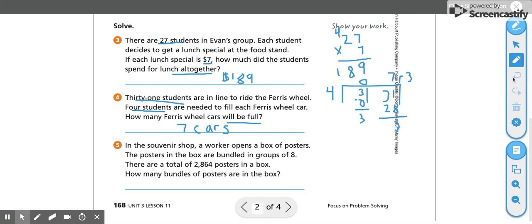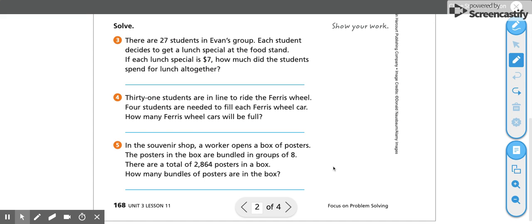All right, I'm going to go ahead and erase the work we've done so far, and we're going to go ahead and do this last problem. It says, in the souvenir shop, a worker opens a box of posters. The posters in the box are bundled in groups of 8. There are a total of 2,864 posters in the box. How many bundles of posters are in the box?